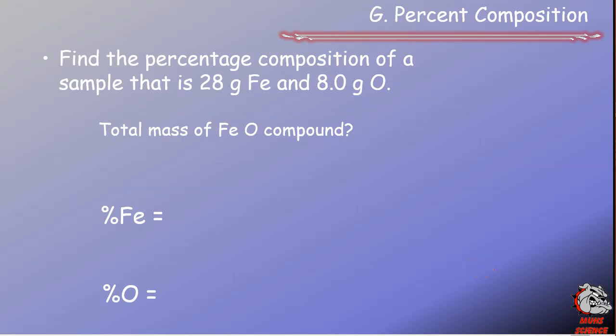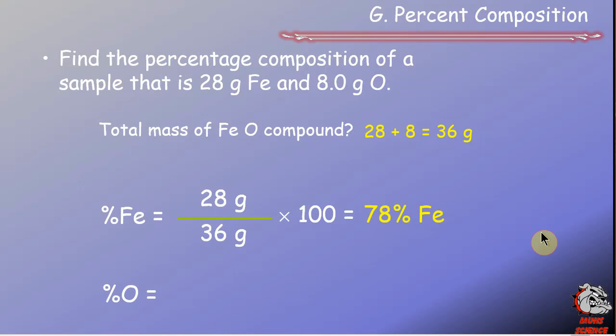In the first example, I'm giving you actual mass data. So we've done some kind of experiment and determined that there's 28 grams of iron and 8 grams of oxygen in this particular compound. We need to know the total mass of the compound, and that's, of course, adding up the individual masses: 28 plus 8, 36 grams. So what's the percentage of iron? Well, it's 28 out of 36. You multiply that by 100 and round off to the nearest percent, and you get 78% iron.